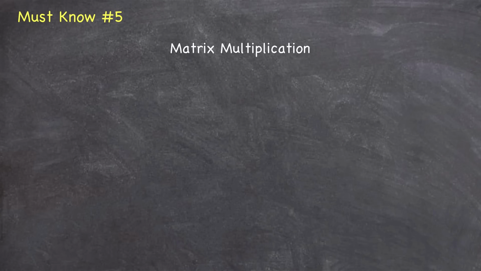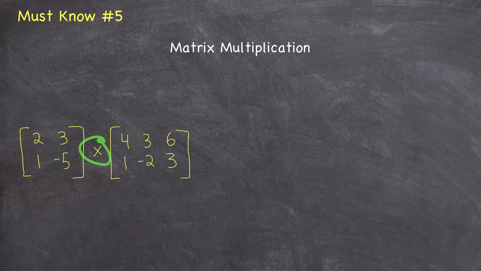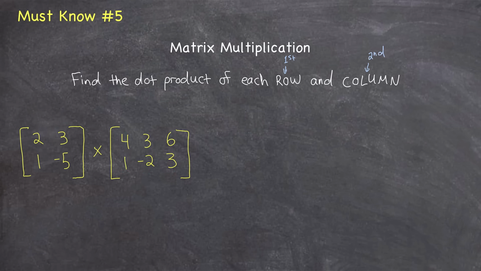Must know number 5, matrix multiplication. Let's say I have 2 matrices being multiplied together. How I find the product of these matrices is by finding the dot product of each row from the first matrix and each column of the second matrix. And if you don't know what dot product is, it's just the sum of the products of corresponding entries.